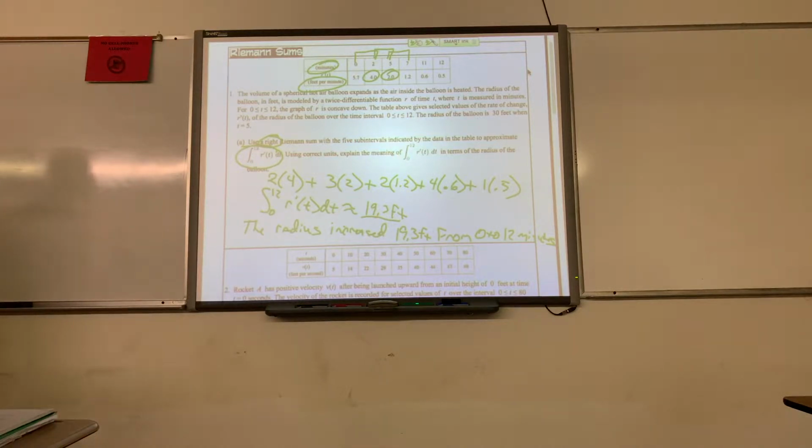Yes? The fact that the balloon is 30 feet, or the radius is 30 feet, that's t equals 5, does that mean anything to us? Not on this part of the problem. Another part of the problem, yes.